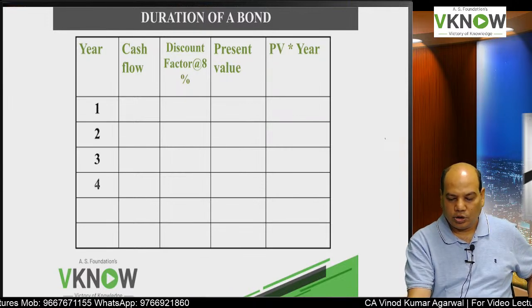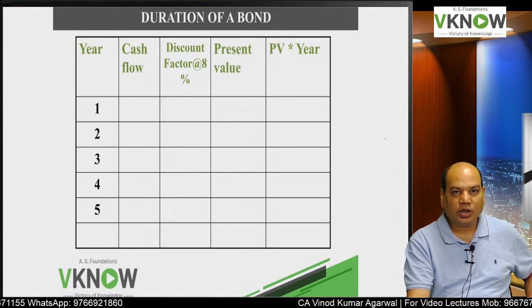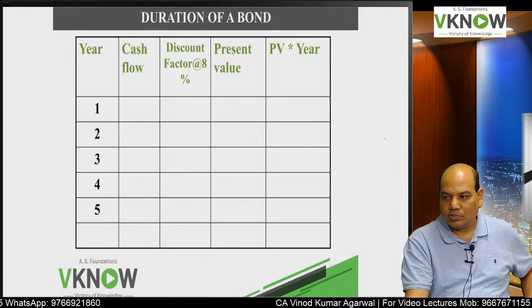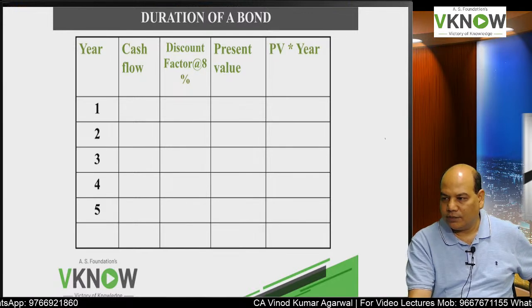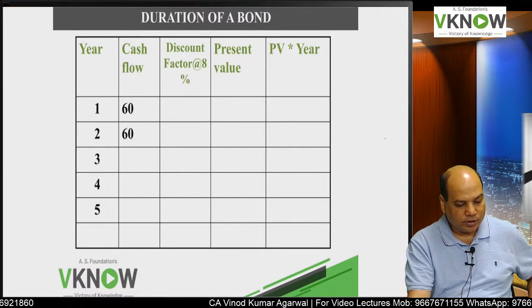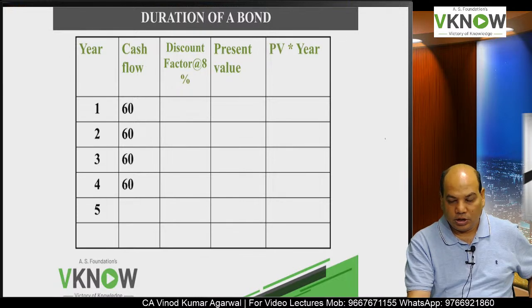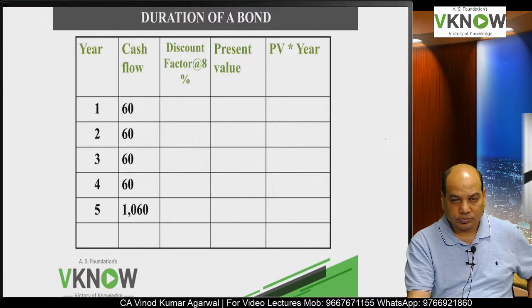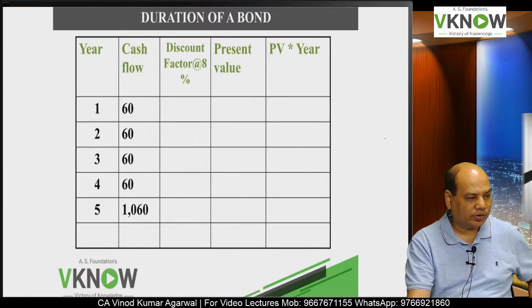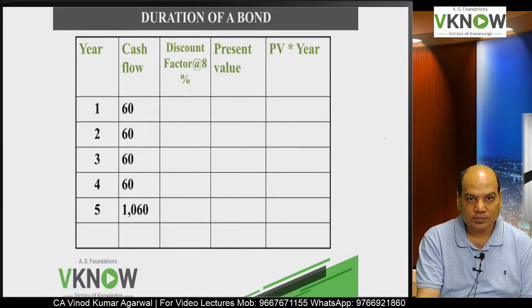Now year, write down 1, 2, 3, 4, 5. Write separately because each year will have different weight. Don't write 1-5 because each year will have different weights. Okay. Cash flow, write down 6% of 1000 is 60. In the last year, you will write 60 plus 1000, 1060.